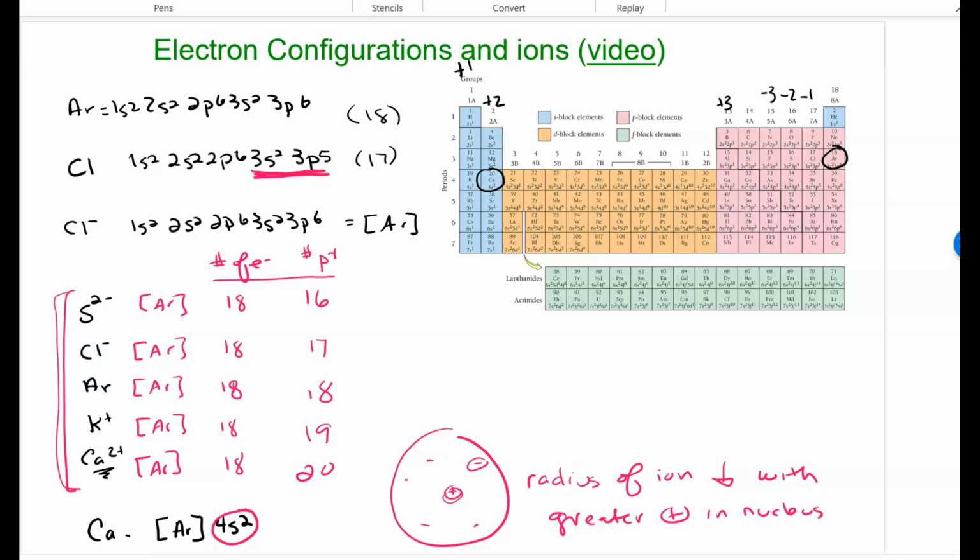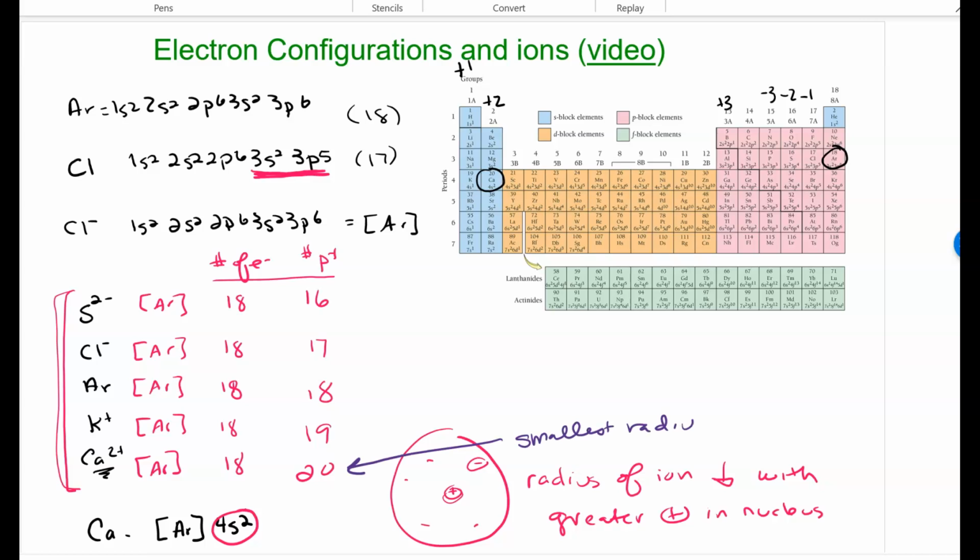All of these ions in argon, they have the same number of electrons. They have the same orbitals that are filled. However, there's a greater electrostatic attraction between the nucleus and the electrons with increasing positive charge in the nucleus. And that's going to shrink the size of the radius of that ion. So the smallest among these species, which all have the same number of electrons, the calcium 2+ ion will have the smallest radius.